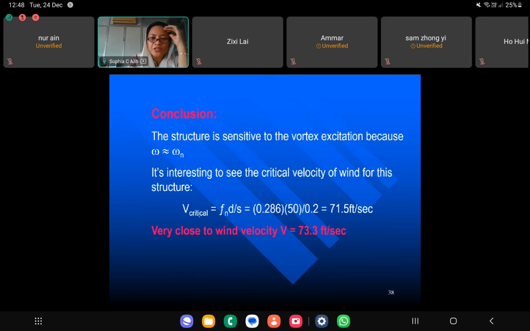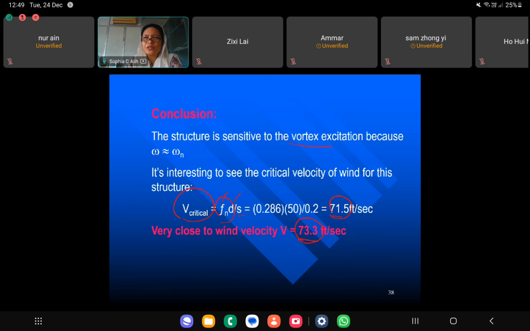Now also you can check on the V critical. So this is the frequency that you get from your vortex. This is the diameter of your chimney, and this is the Strouhal number. So from here I get 71.5 feet per second, and on the site I have 73.3. So it is very close to the one that is on site, meaning it has the risk of vortex excitation, because from the structure it is 71.5, and from the site 73.3. So it can fall into this category.